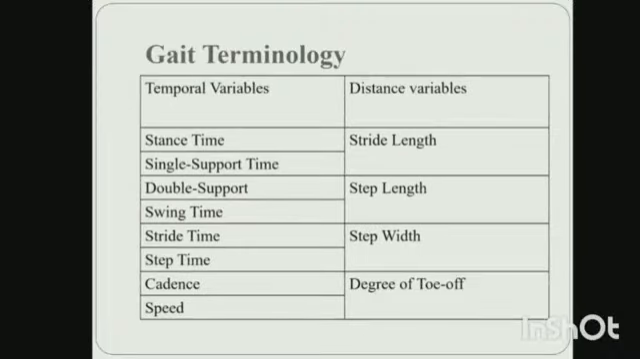Now we come to gait terminology. What are variables of gait? Variables of gait are essential quantitative information about the gait, and there are two basic variables which provide a basic description of human gait. We can divide the variables into two categories, as you can see in the table, that is temporal variable and distance variable. Temporal variable is always related to time, and distance variable is always related to distance.